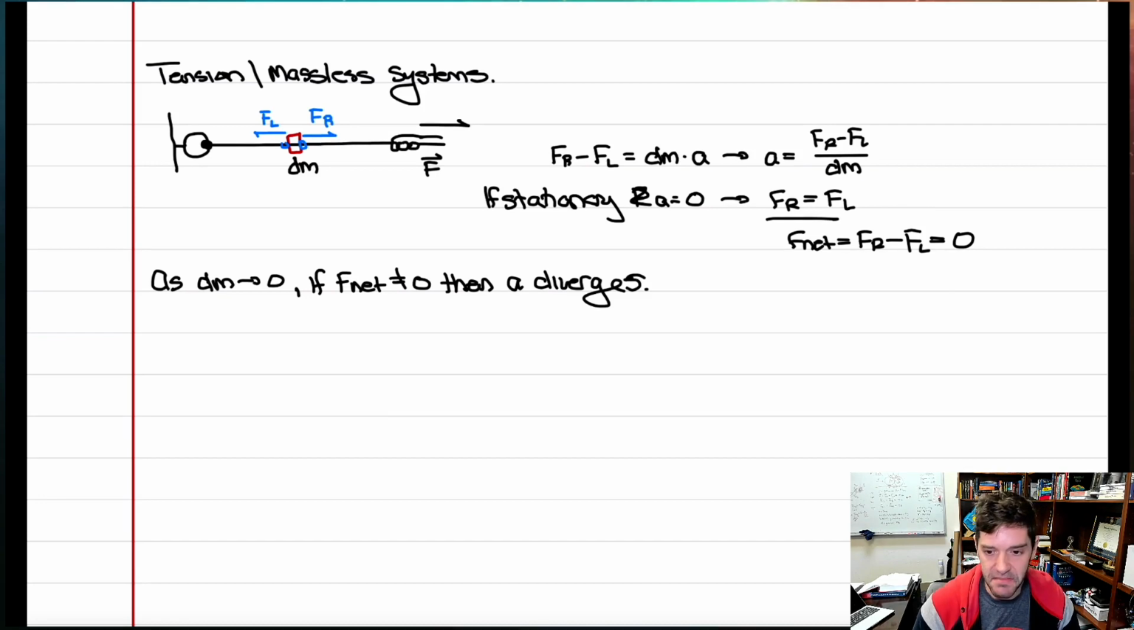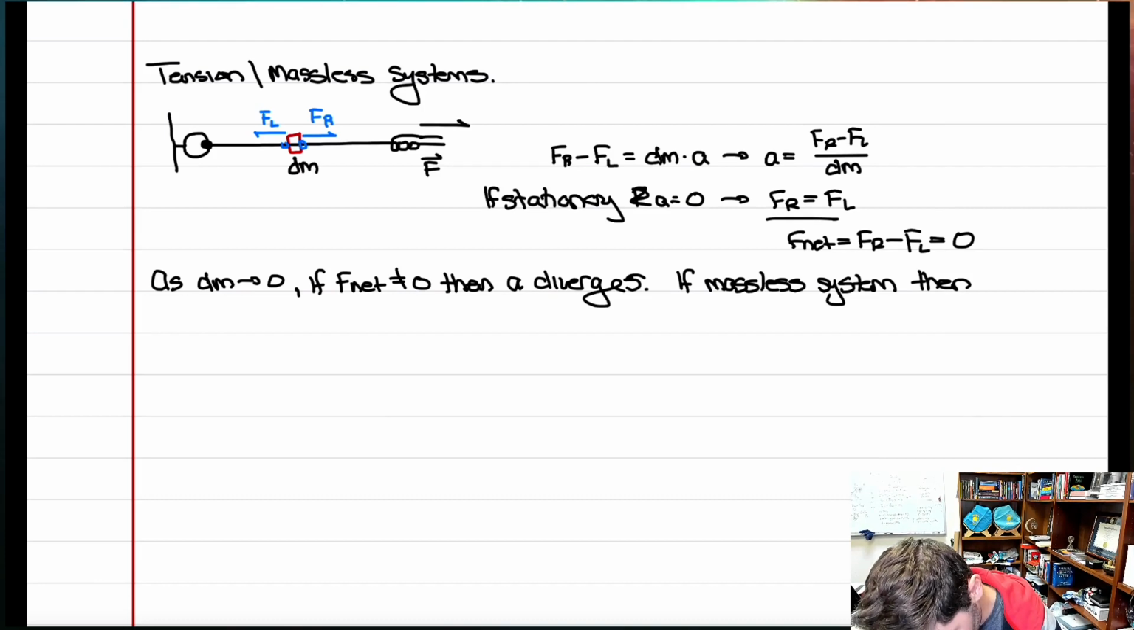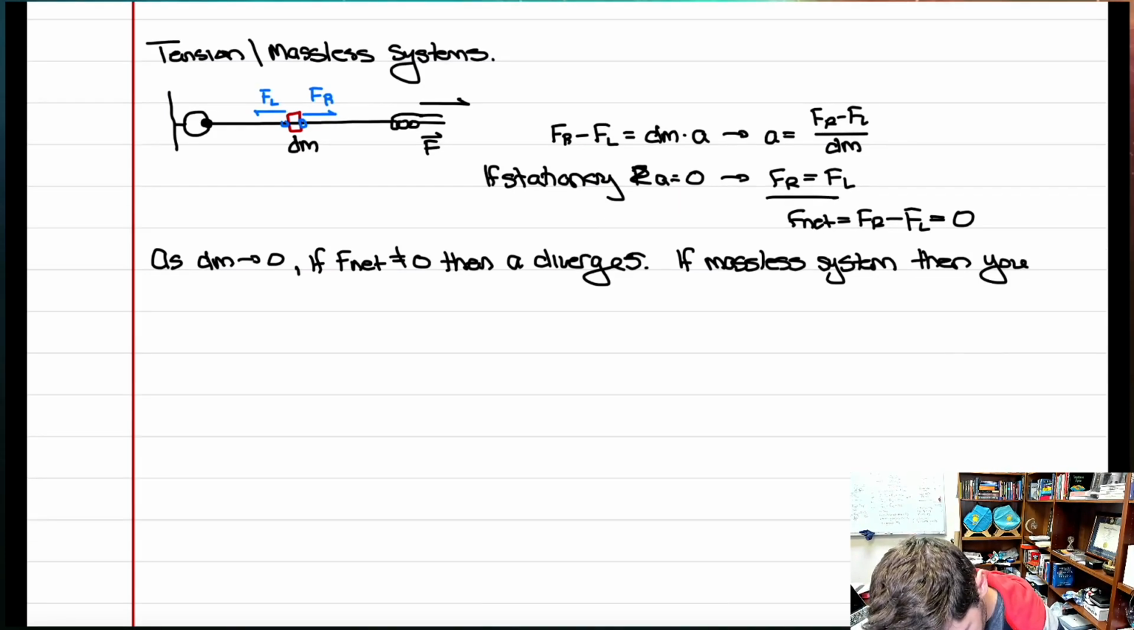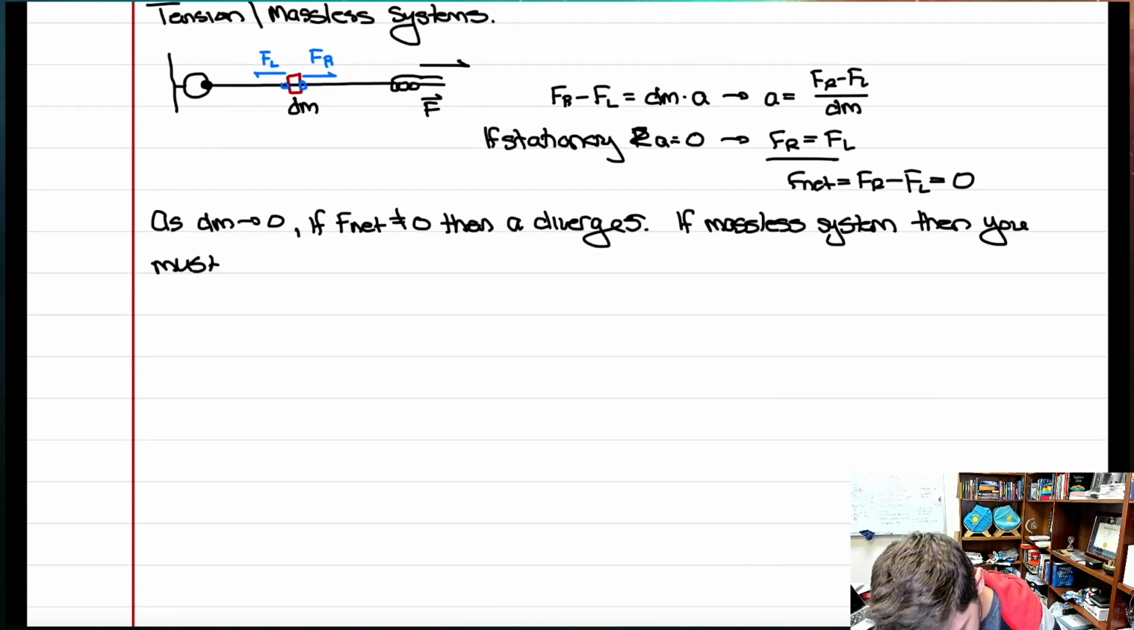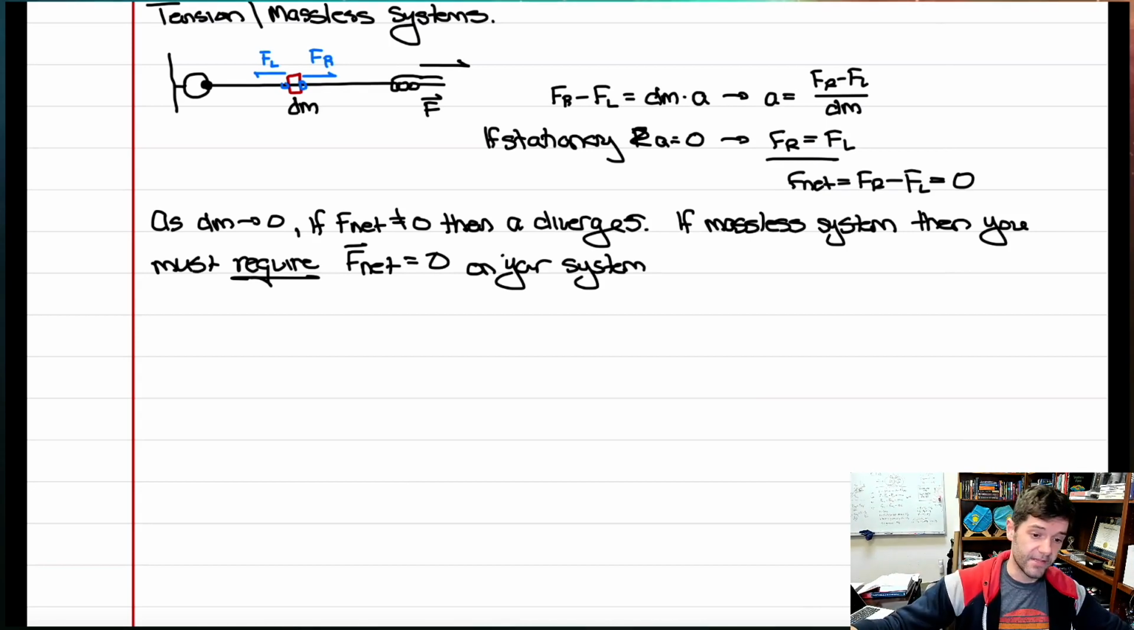So we can actually make a statement that if your system is massless, then you must require that F net is 0 on your system. Else, you have this issue of your acceleration that you calculate for your system requires you to divide by 0.